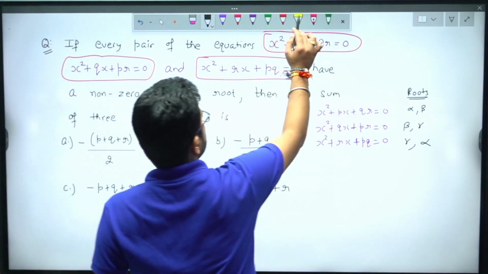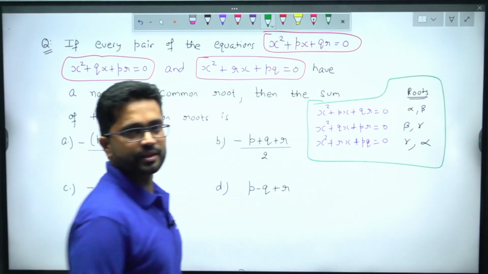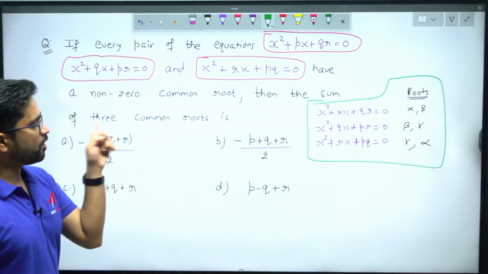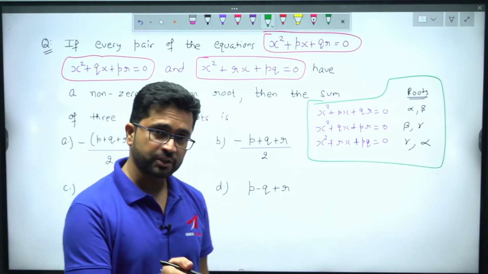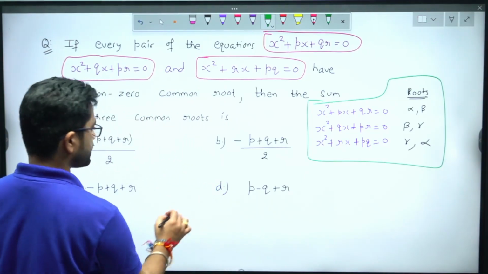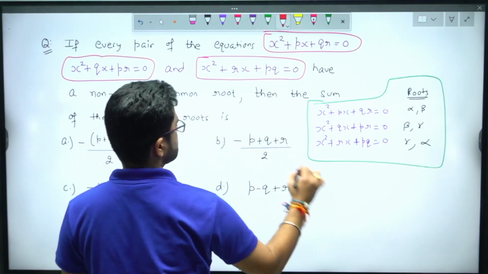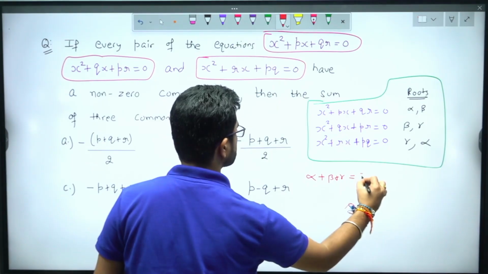Okay, so we are going through the given data. Let us list this down. Now, what is the demand? The sum of the three common roots. The first common root between 1 and 2 is beta, the second is gamma, the third is alpha, pairwise. So basically, what are they interested in? They are saying, tell me the value of alpha plus beta plus gamma. That is the question mark.